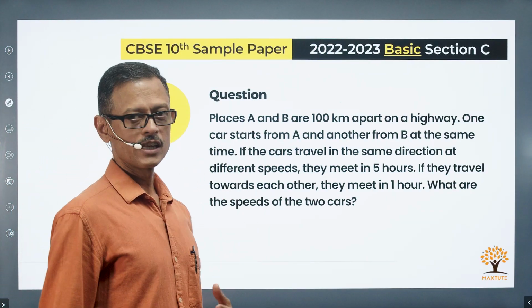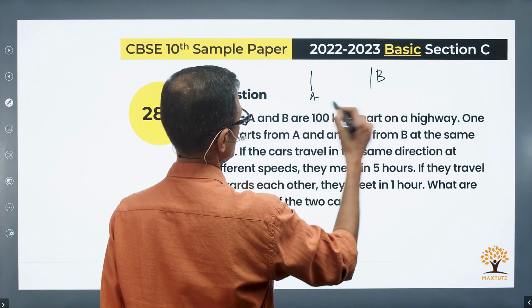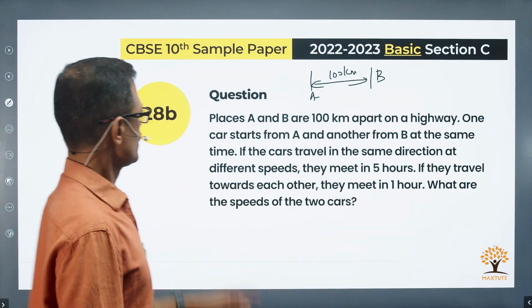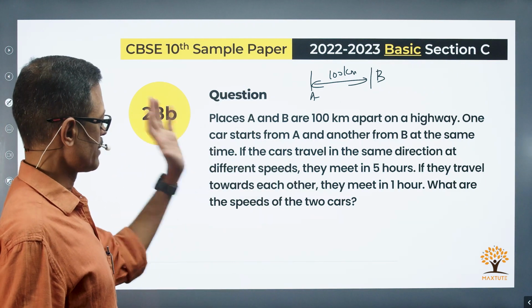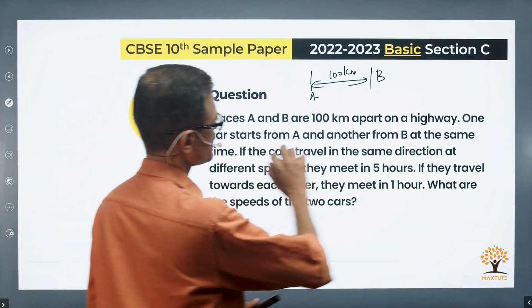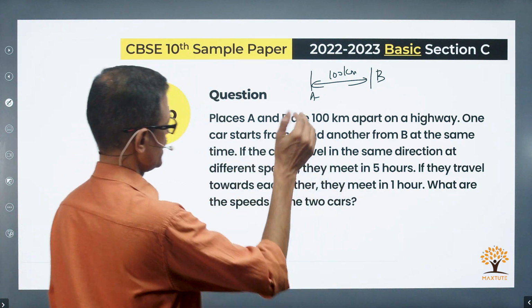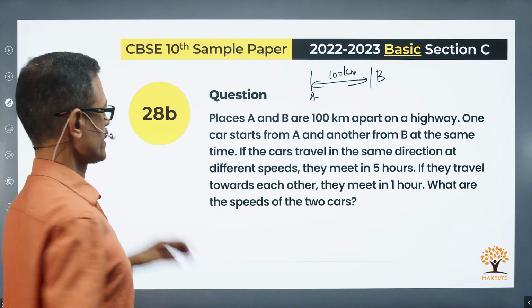Places A and B are 100 kilometers apart. One car starts from A and another car from B at the same time, simultaneously. The cars travel in the same direction at different speeds. They meet in 5 hours. If they travel toward each other, they meet in 1 hour. What are the speeds of the cars is what they've asked.